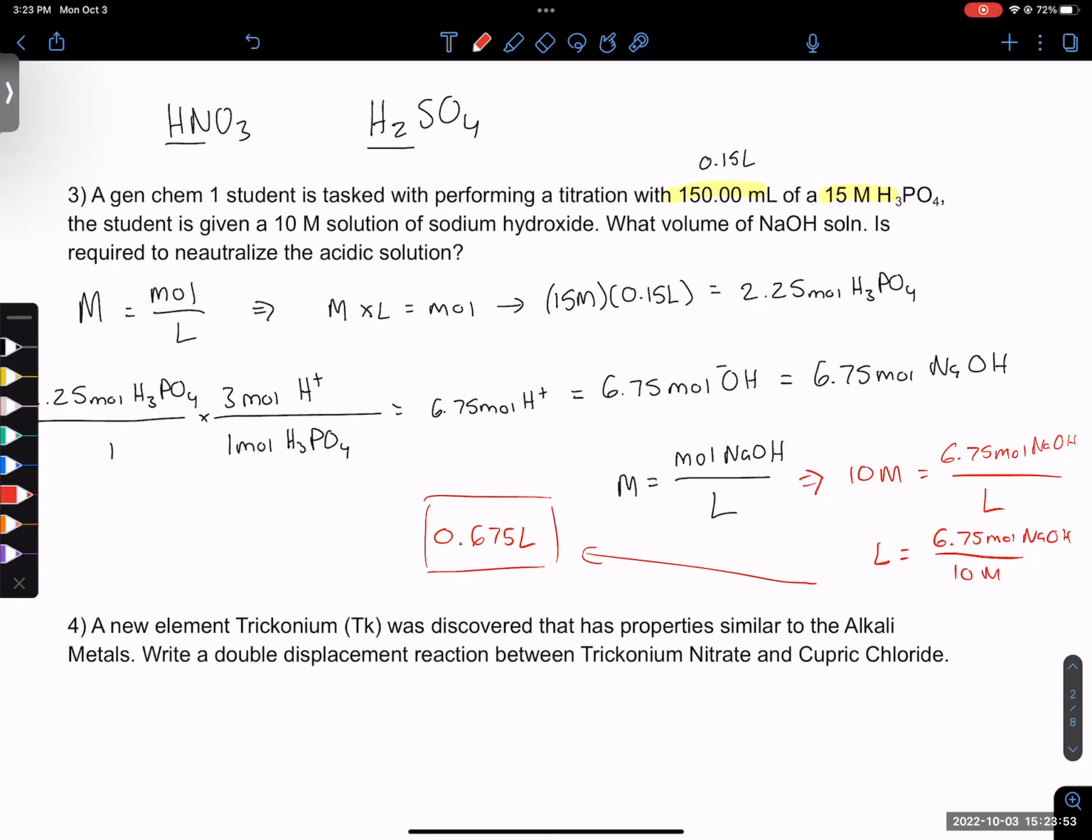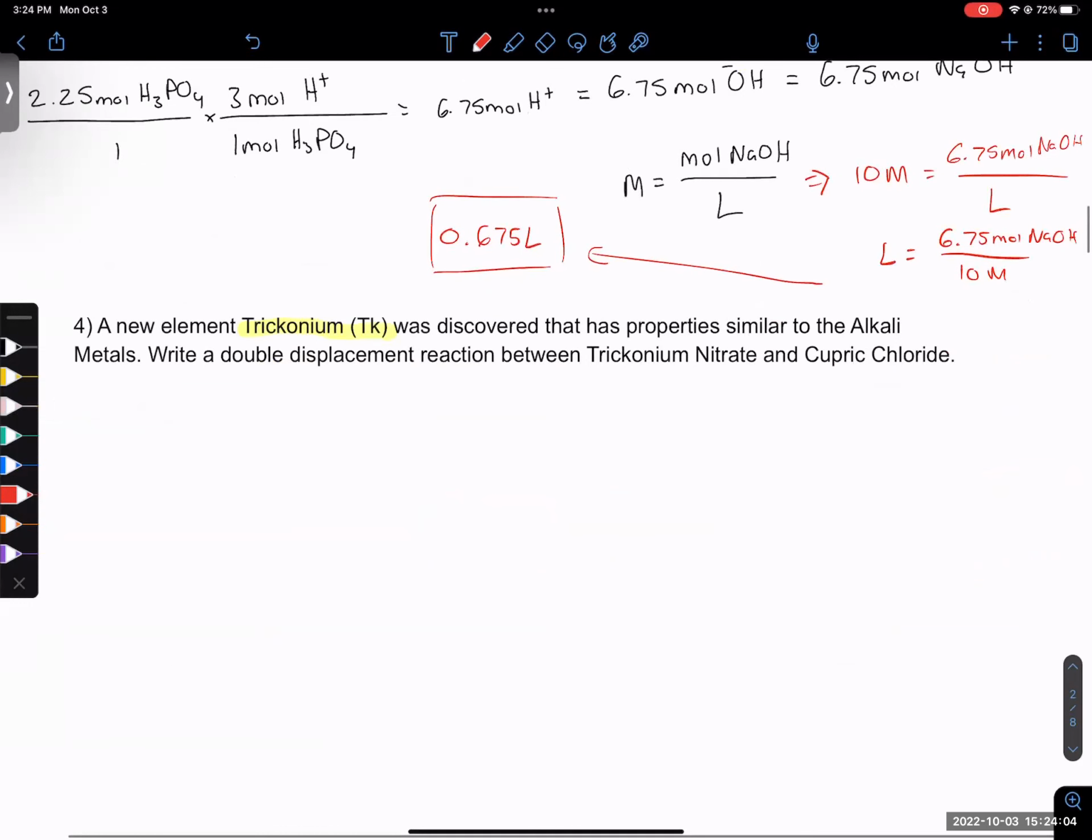All right, so this will probably be the last question for today. A new element, triconium, TK, was discovered. It has properties similar to the alkali metals. Write a double displacement reaction between triconium nitrate and cupric chloride. So how would y'all go about approaching this problem? Any tips, any suggestions?